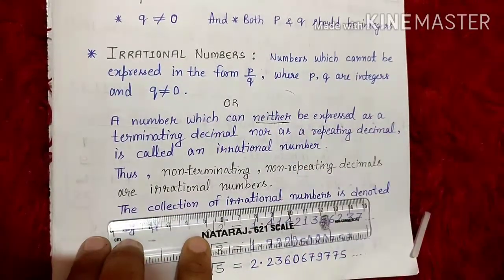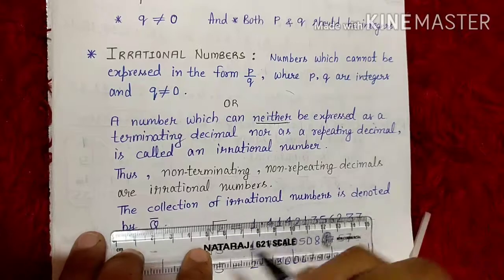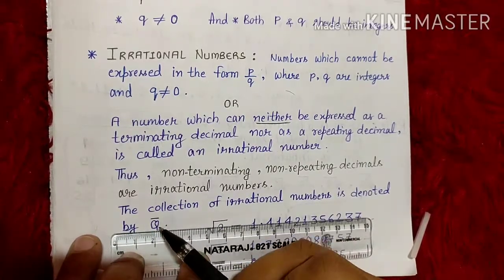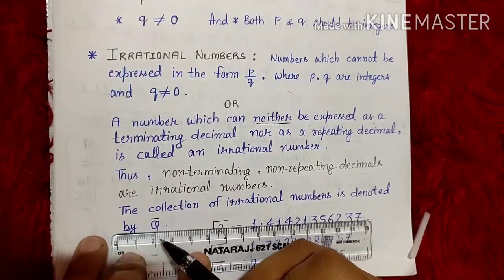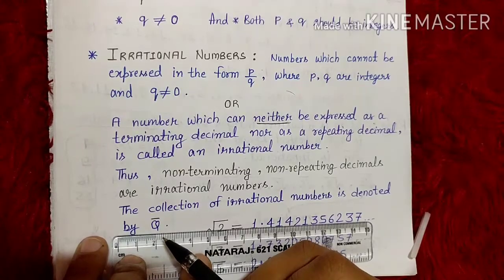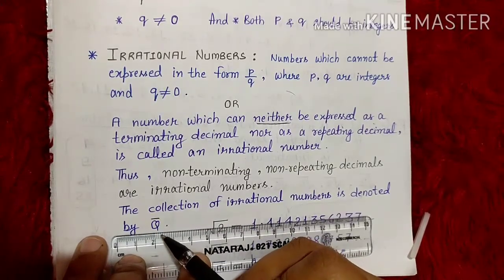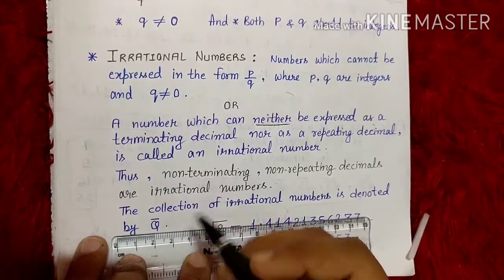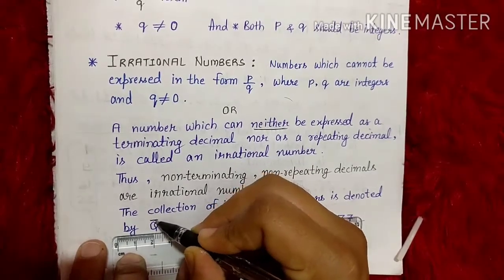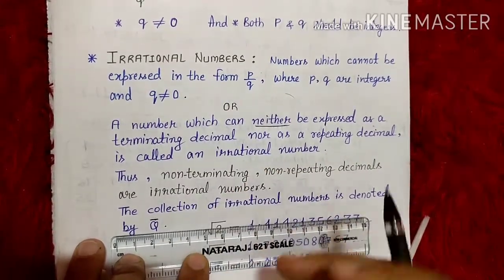Now the collection of rational numbers we denote by Q. If you remember, the collection of rational numbers we denote by Q only, but the collection of irrational numbers we denote by Q with a bar on it. So bar Q, or Q bar also you can say.